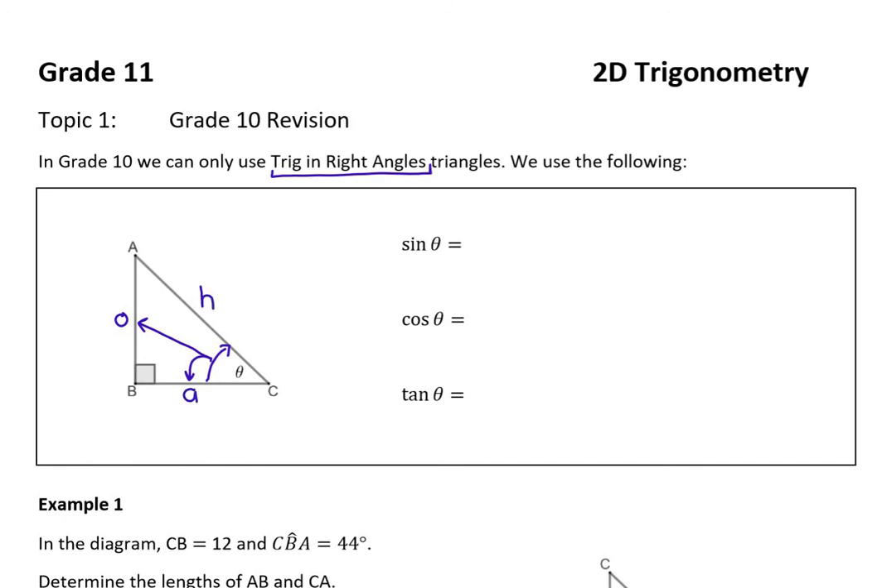So this would be the opposite side, this would be the adjacent side, and this would be the hypotenuse. Now, to be honest, I always label the hypotenuse first, because otherwise you could be confused by thinking that the hypotenuse is also adjacent to theta. And so I always label my hypotenuse first and then my opposite and adjacent.